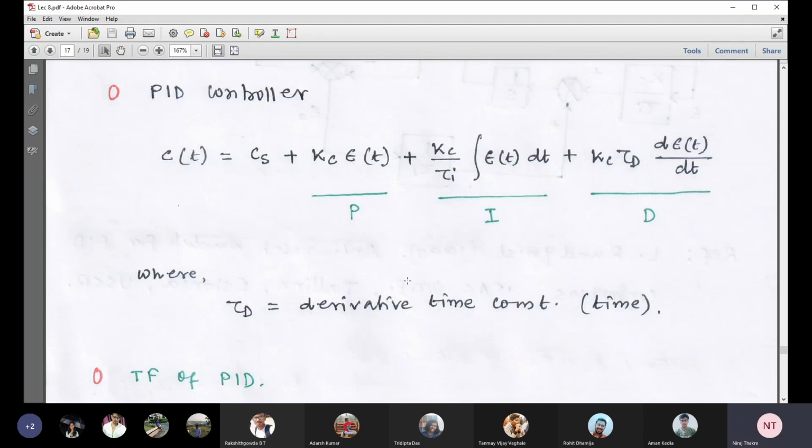Sir, it is Kc into 1 plus 1 by tau s plus tau ds. Correct. What's your roll number? 19CH 30008. Good.